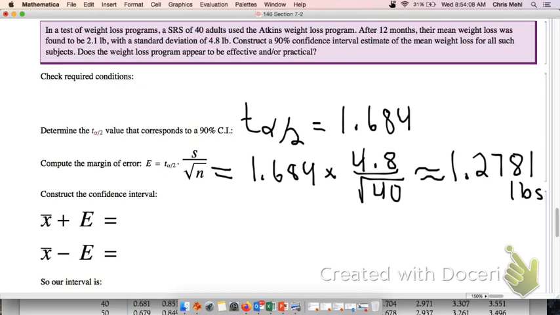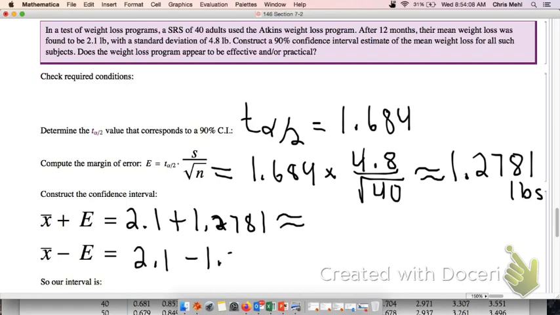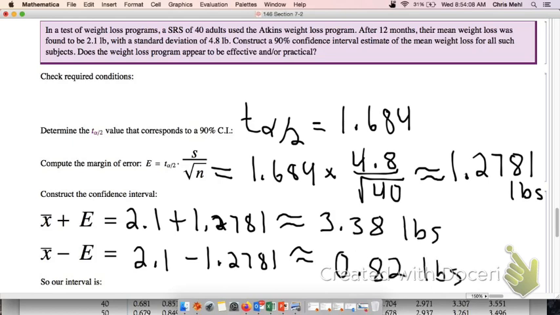Okay. Next thing you're going to do is take your mean of 2.1 and add the error. So 2.1 plus the 1.2781, and I will round this to 2 decimal places. I will also take the mean and subtract the error of 1.2781. My upper interval limit is 3.38 pounds, and the lower interval limit is 0.82 pounds.